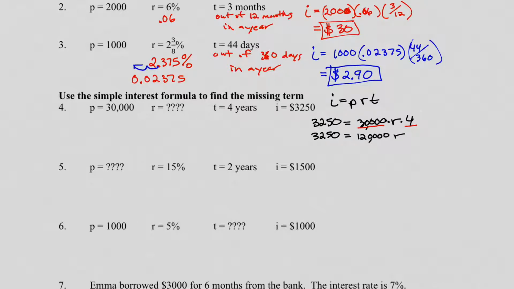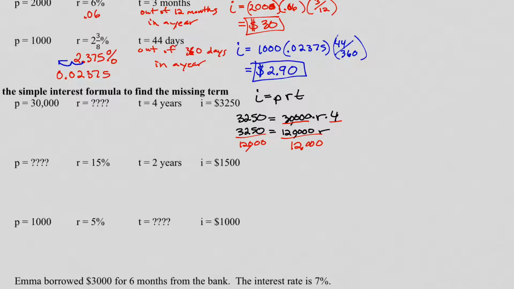Okay, then we want to divide both sides by 12,000. So we're going to get a decimal, 0.027, and we're just going to change this to a percent and make it 2.7%. Okay, that is the rate being charged on this loan.